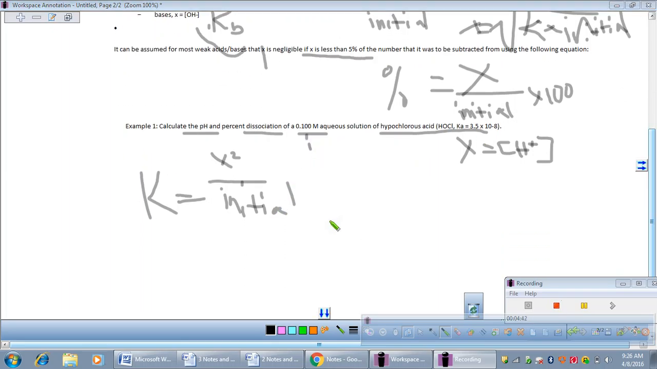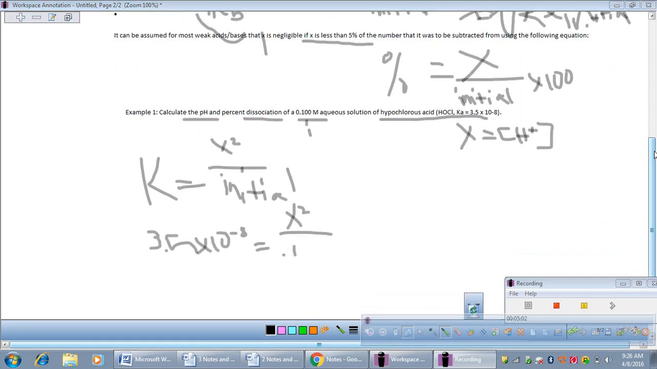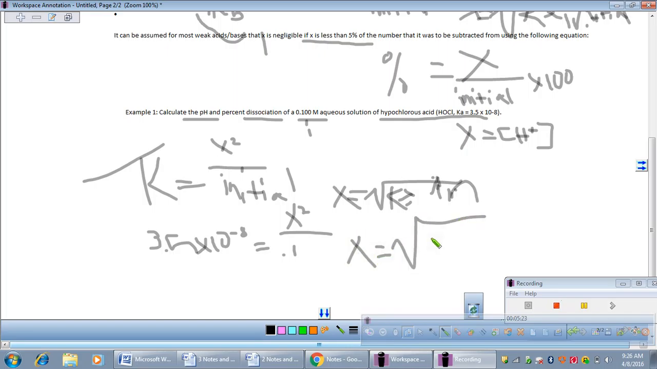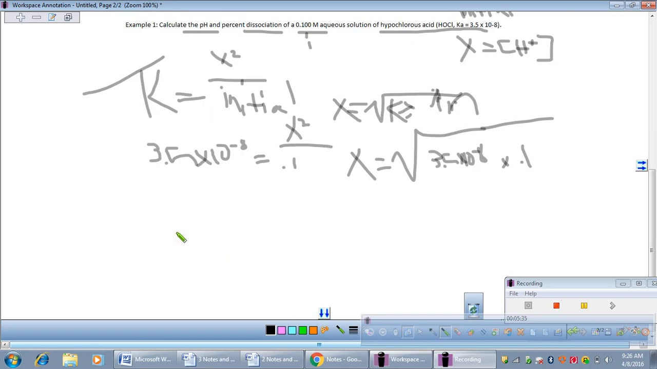So we're going to say that K, which is 3.5 times 10 to the negative 8, is equal to X squared, which we're solving for, over initial, which is 0.1. And that can be written in our other shortcut equation, X equals the square root of K times initial. So X is equal to the square root of 3.5 times 10 to the negative 8 times the initial, which is 0.1. When you plug that in, you get that your X is equal to 5.9 times 10 to the negative 5th.